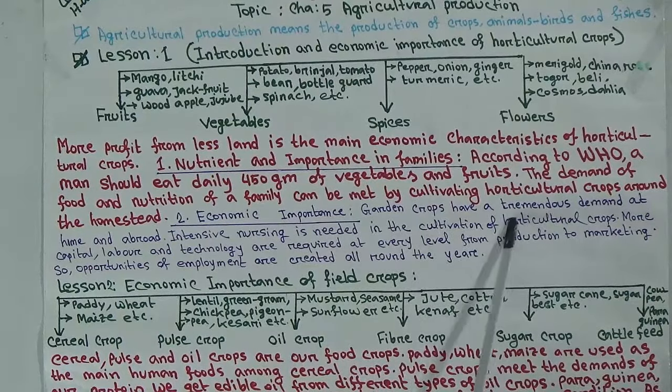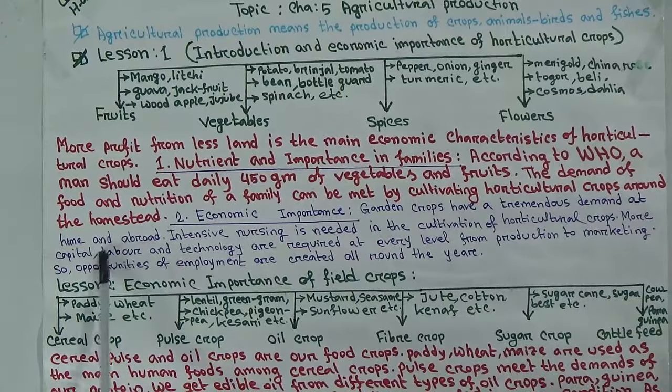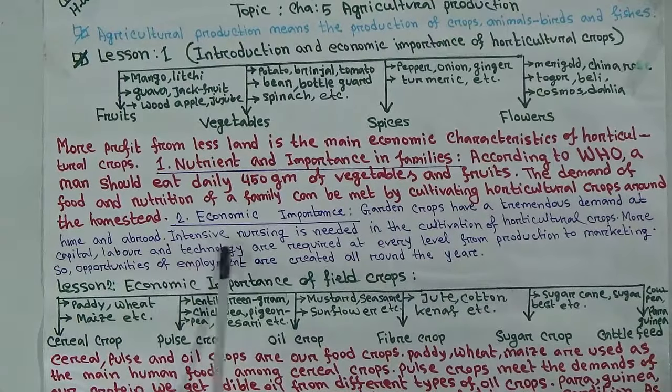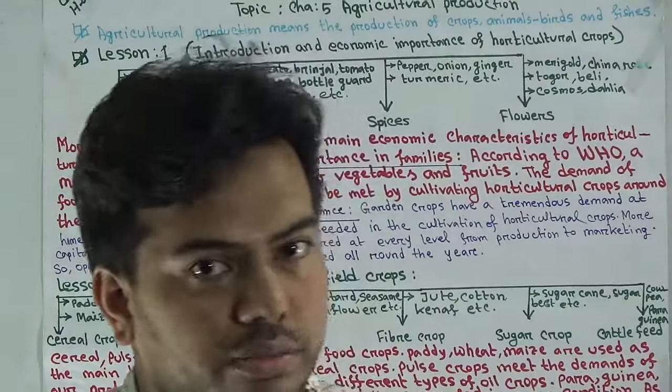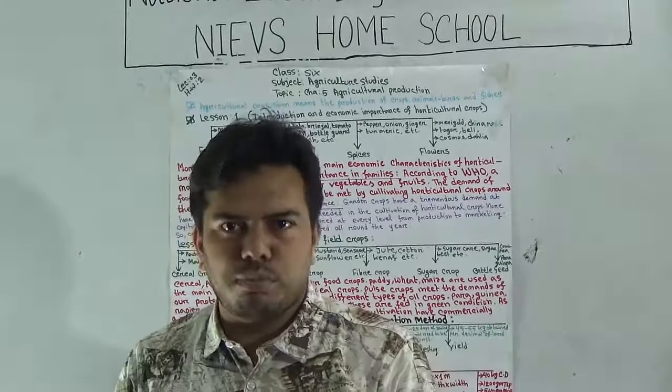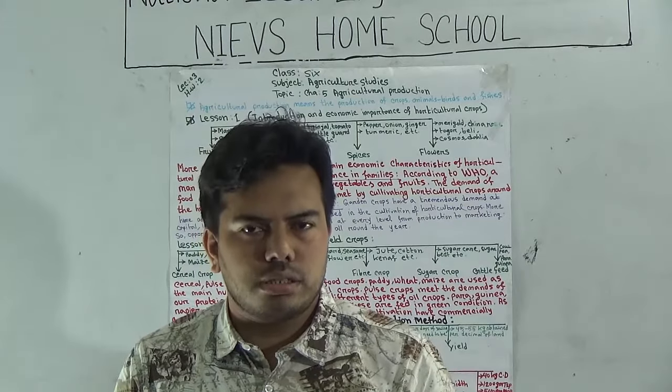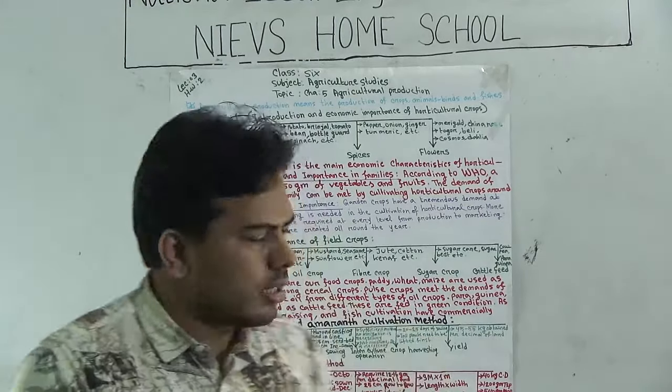Okay, the second characteristic of horticultural crop is economic importance. Garden crops have a tremendous demand at home and abroad. Intensive nursing is needed in the cultivation of horticultural crops. So more capital, labor and technology are required at every level from production to marketing. So opportunities of employment are being created due to this demand of our horticultural crop. Okay, next go to next lesson.